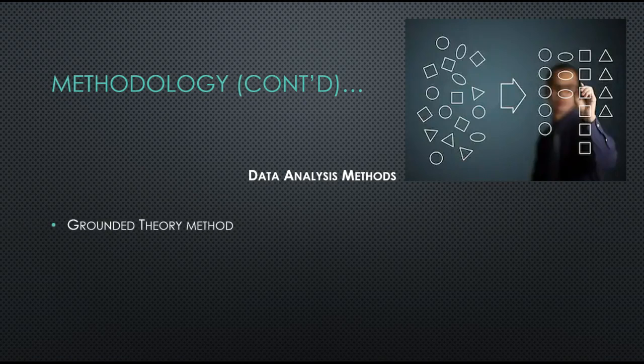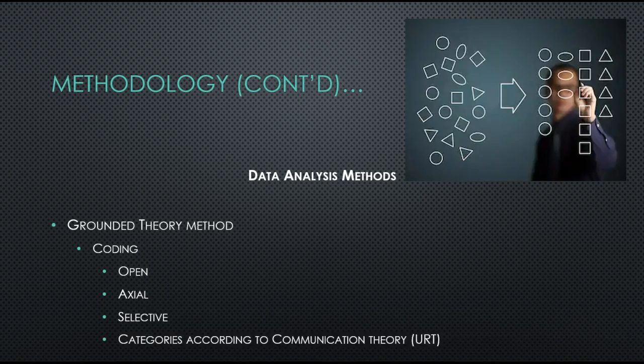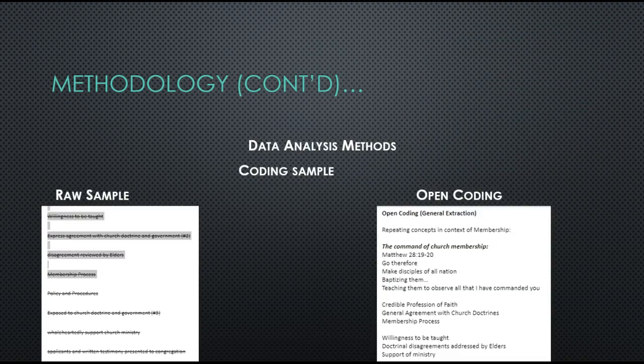So looking at the data analysis methods, I used the grounded theory method. I used coding. So there's various types of coding, or different levels, if you will, of coding that are used. I used open coding, axial coding, and selective coding. So within this, there are various strategies. Because it was a communication theory, I took the coding that I refined through those three styles or processes of coding, and further refine that information to categories according to the communication theory.